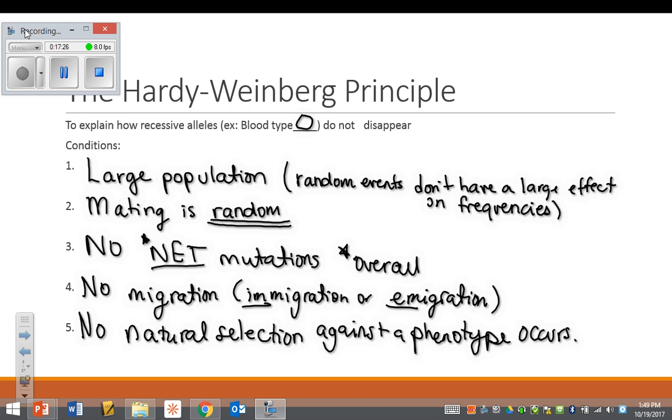So what that means is nothing happens in the environment that would cause a disadvantage to a particular trait. You probably look at this and are like, this is never going to happen in real life. I concur. These are the conditions for which their formula is valid. Even though we know that these conditions are hard to meet, we could still use their principle as a guide, not as a hard, concrete rule like this is how it's going to be, but to give us an idea of what's going on in a population.